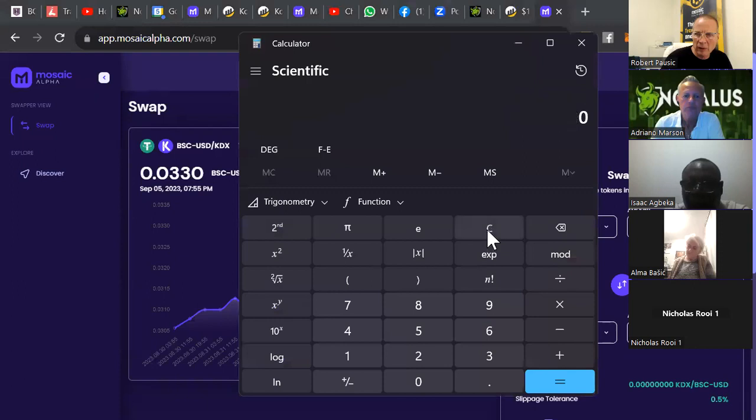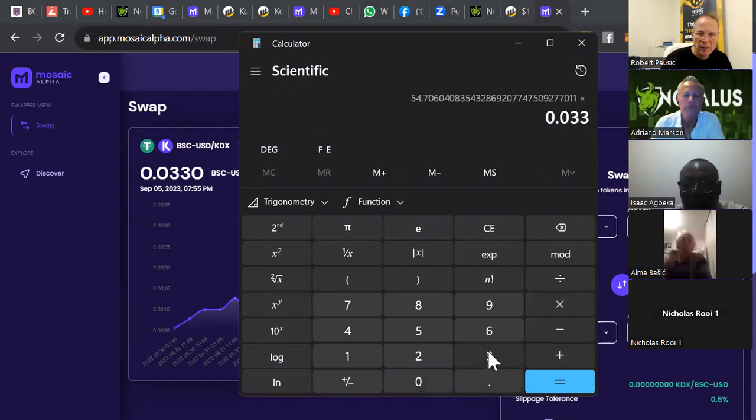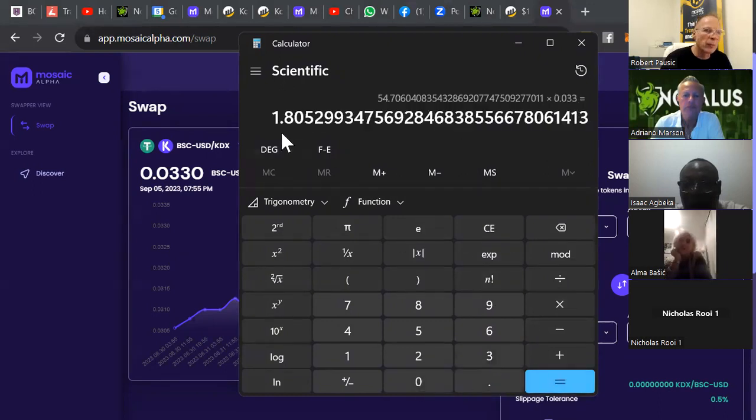So if this continues like this, let's see, 1.08. Let's see 1 year, it is 52 weeks. So on 52, it is 54 times, 54.7 times. And if we multiply it with today's price, it will be $1.8. So 1 year from now, if it continued to grow with 8% per week, the price of Codexa will be $1.8.